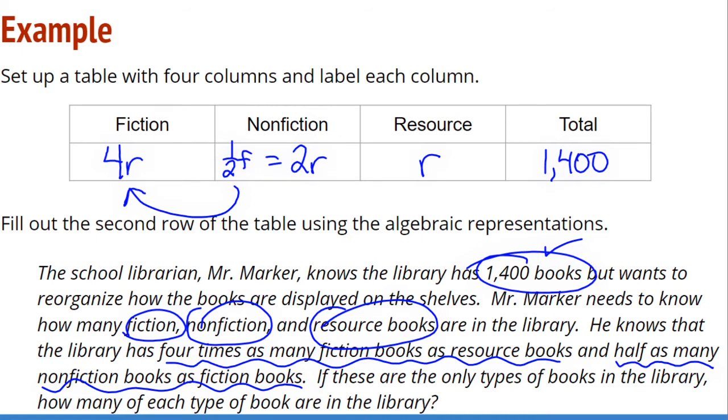Once again, I've followed the same pattern of identifying my smallest building block, and I have used that information to construct my table. Now I'm noticing as I look at my table that I have used R in 3 spots for all 3 types of books. So it may not be useful to say that my nonfiction is half of my fiction. It's probably simpler if I just say that the nonfiction are double my resource books.